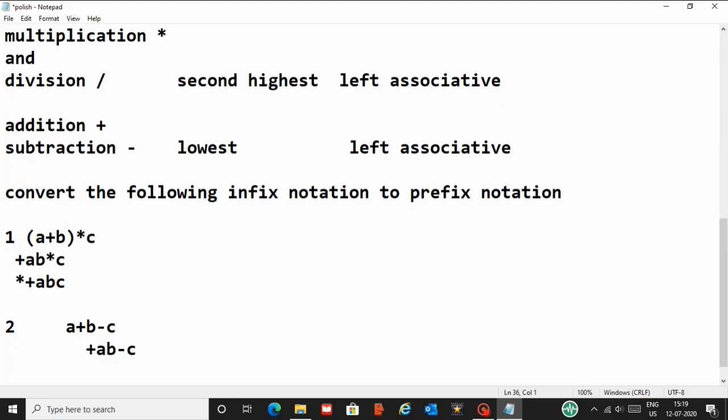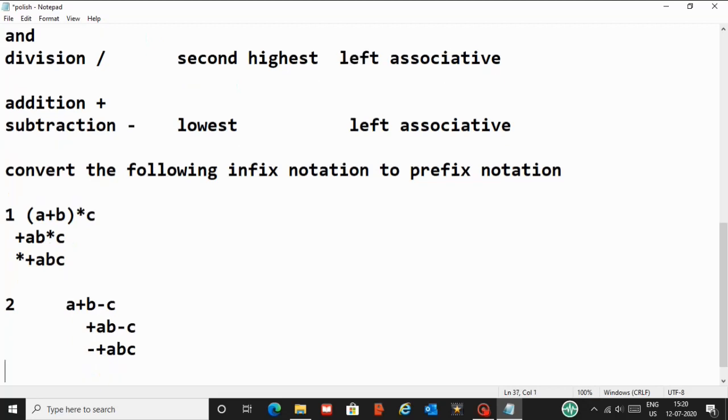And now I am to do the C part, right? It will be minus plus A, B, C. This is the equivalent prefix notation. Please make a note.